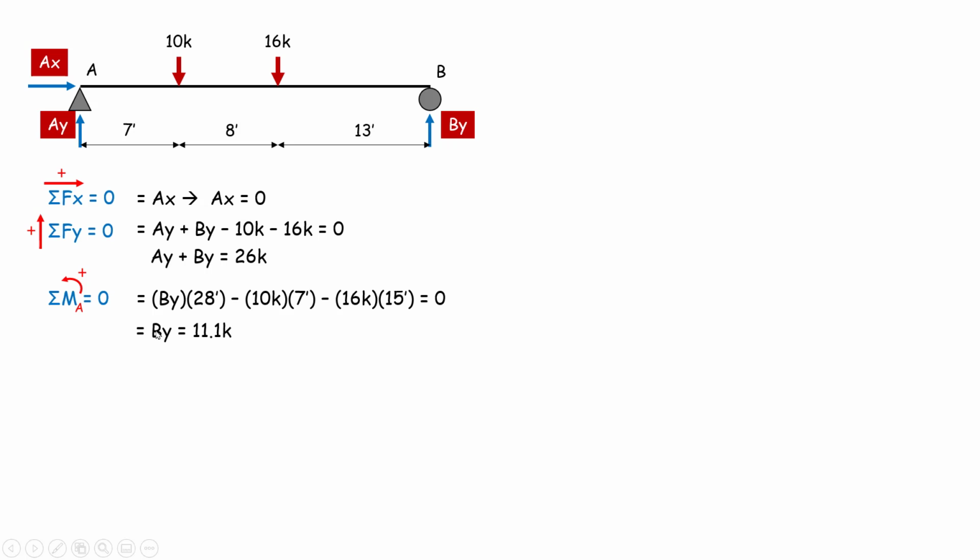Simplifying this equation, we can solve for BY equal to 11.1k. Now we have BY is 11.1k over here. We can plug this back into the second equation, and we can solve for AY. So AY equals 26k, subtract BY, and BY now is 11.1k. So we have AY is 14.9.